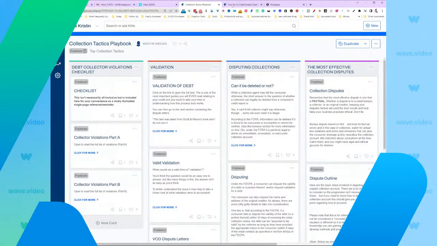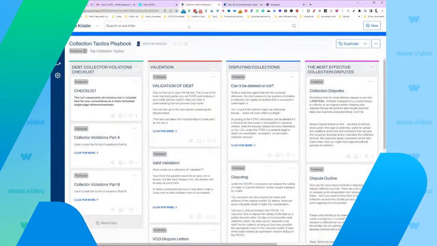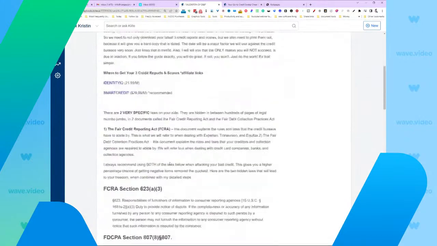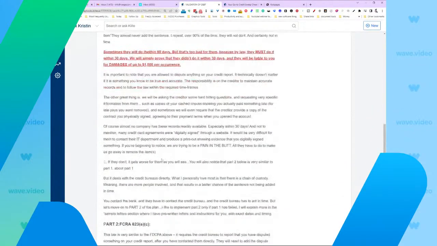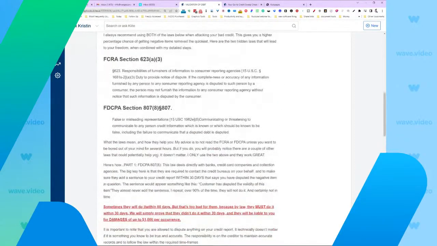If you want to access either one of these, because a lot of people were asking what's the difference between the collection tactics playbook I put out yesterday and your go-to credit sweep cheat sheet, let me just explain it again real quick. This one is for collections. You can use the VOD process, the validation of debt process, to dispute with the bureaus, the creditors, and the collectors. We're using these two laws that I use to dispute literally everything. This is my 100% gold mine for removing accounts from credit reports.